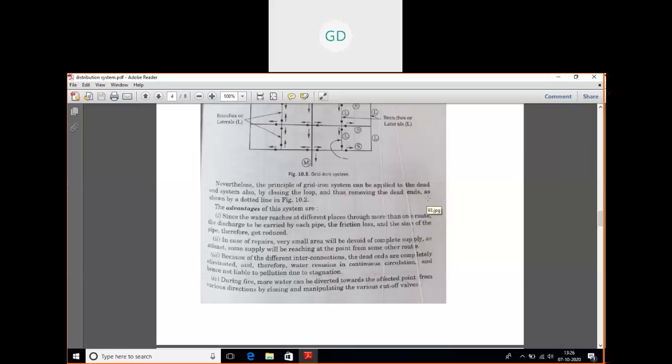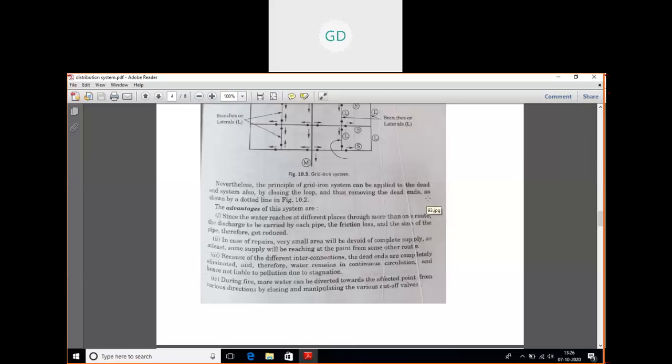And another advantage is that there are so many interconnections. So the water is in continuous circulation, and since it is in continuous circulation, there are no dead ends. And so the water is not liable to pollution due to stagnation of water. So that is the number three advantage.